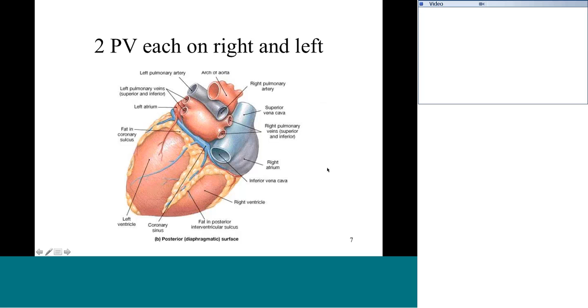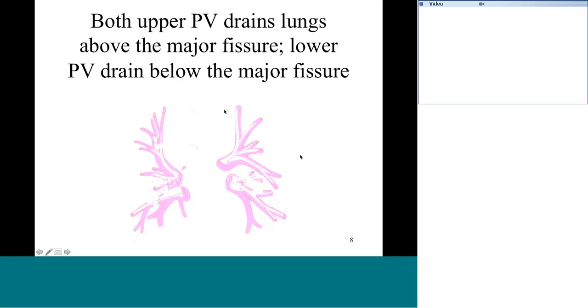Let us now see the posterior wall of the heart. This is a model with two pulmonary veins posteriorly on the right side and two on the left side. So we are going to be concentrating on these four pulmonary veins. We know that the upper pulmonary vein on the right side, which drains the upper and middle lobe, is above the major fissure, and the lower pulmonary vein, which drains the lower lobe, is below the major fissure.